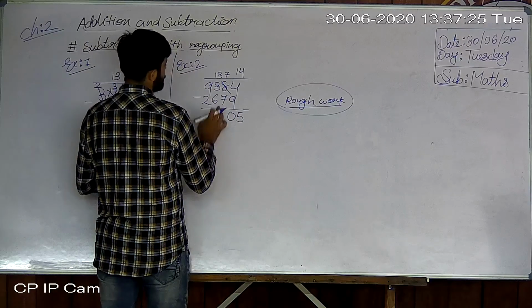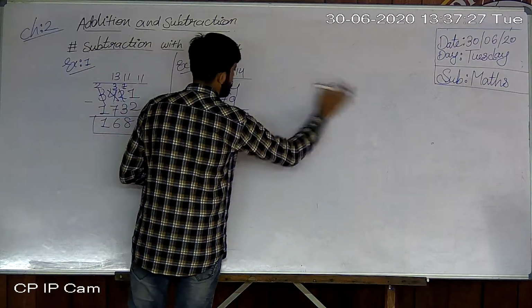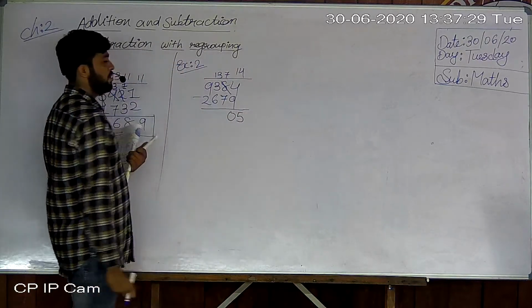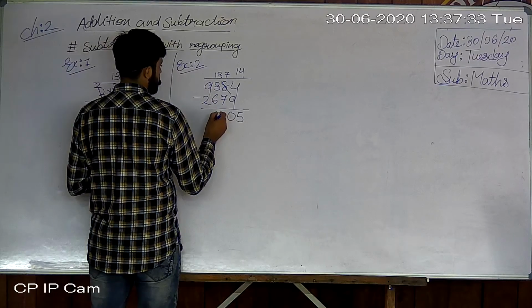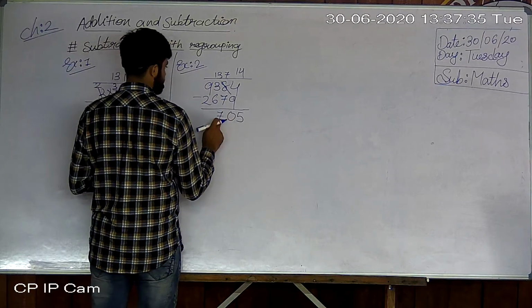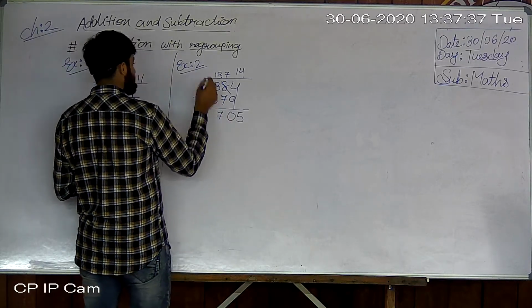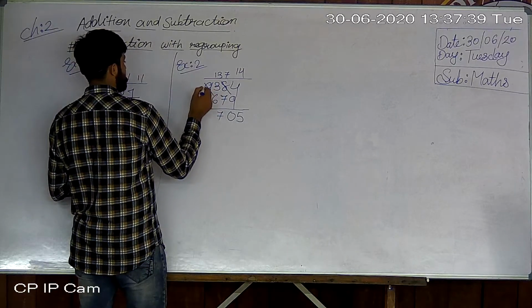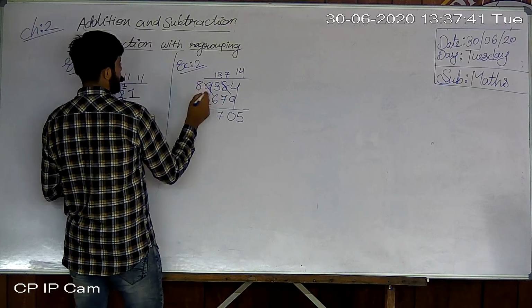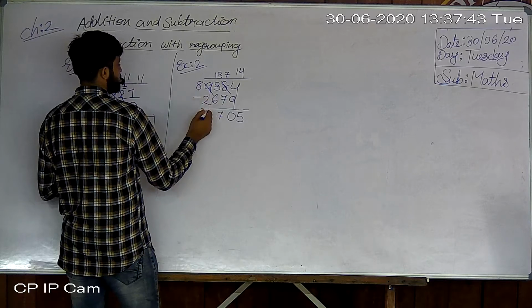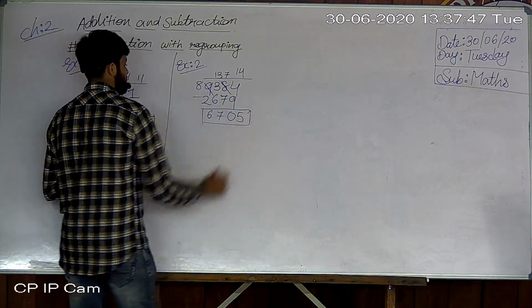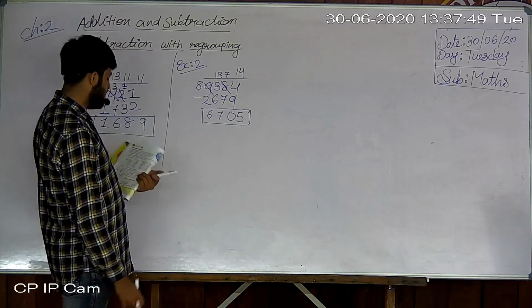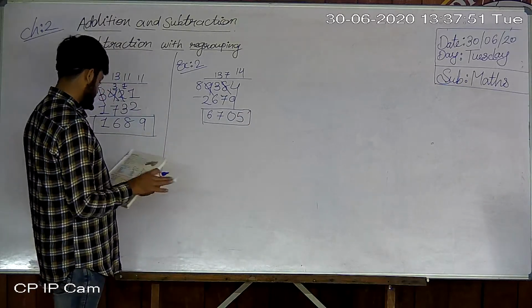So 3 minus 6. Again we are back on our topic. 13 minus 6, so how many? 7. Then we cut the next digit, 9, so 8, and 8 minus 2 is 6. So the answer is 6,704. Okay.